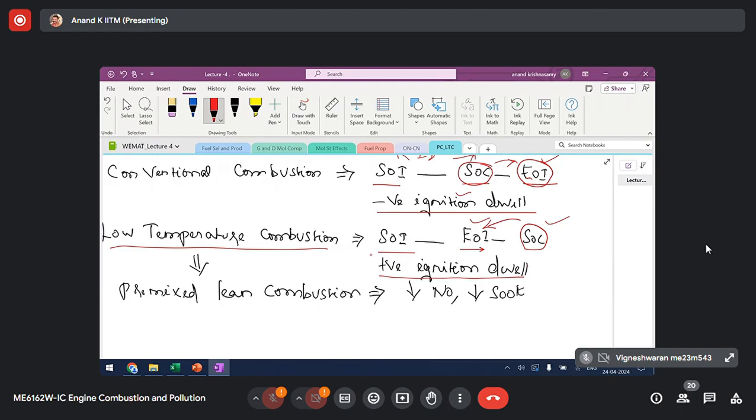So the entire injection event is over. You have injected all the fuel. So once all the fuel is injected, during this period of time, what will happen? Pre-mixing.